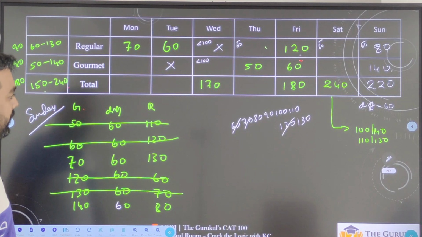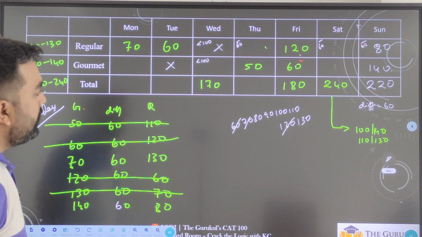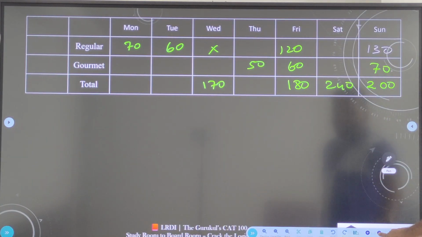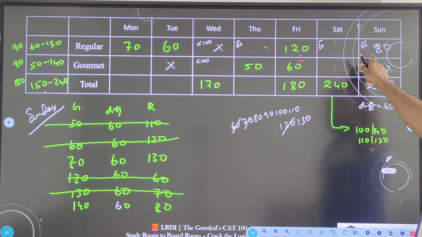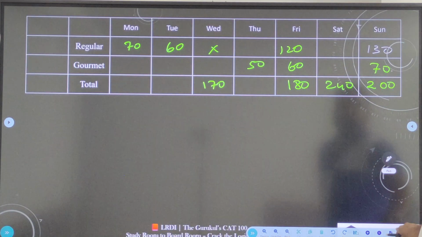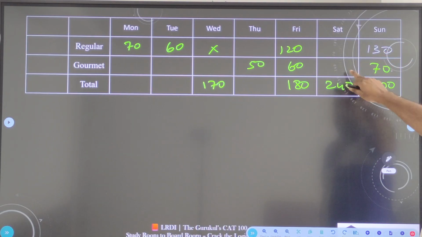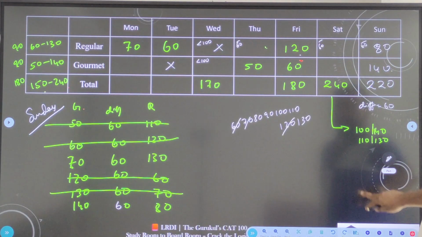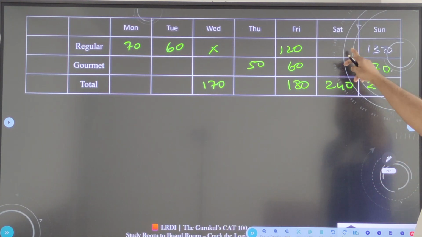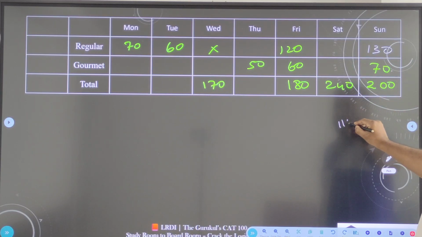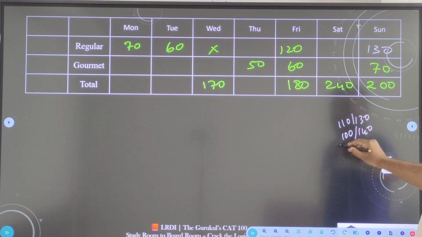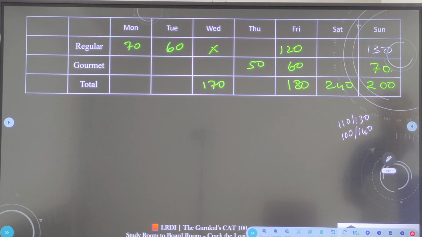Now tell me, can we use anything else and try to get the answers? In regular, we should have maximum as 130. Here none of the places 130 is used. Here 130 is already used. If this is 130, here two possibilities are there, that is 100 plus 140 and 110 plus 130. It can be possible. So this can be 110 plus 130 or 140 plus 100. Two different possibilities.